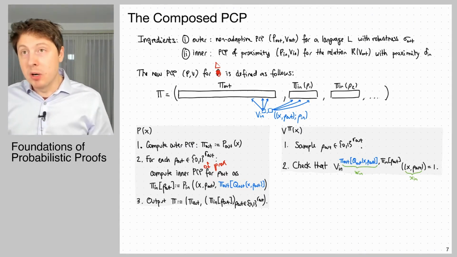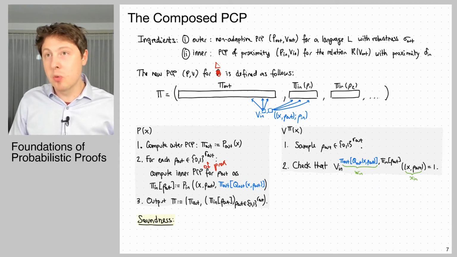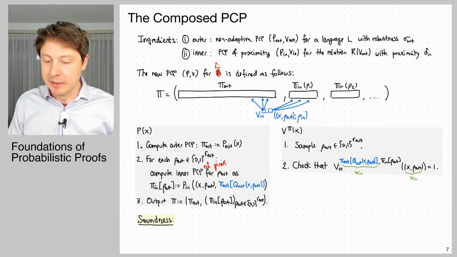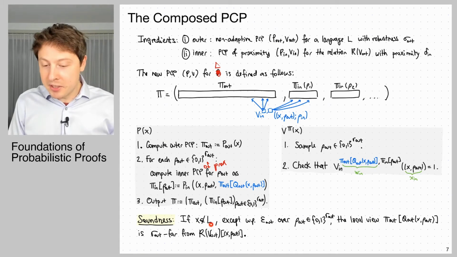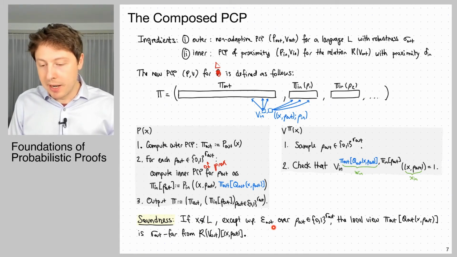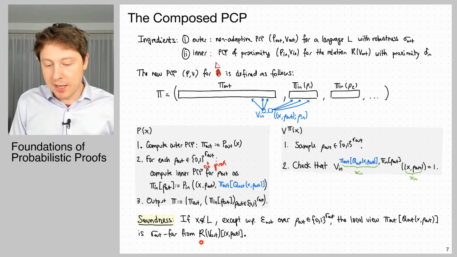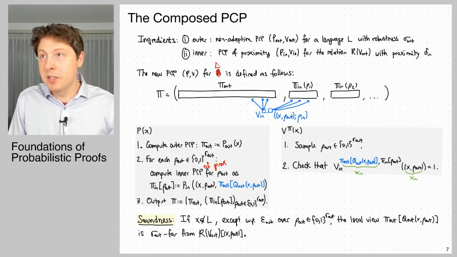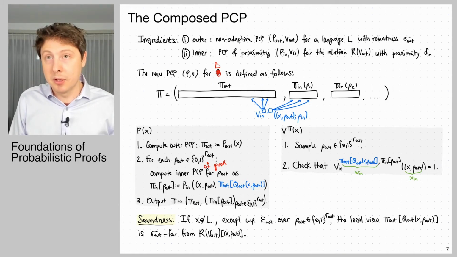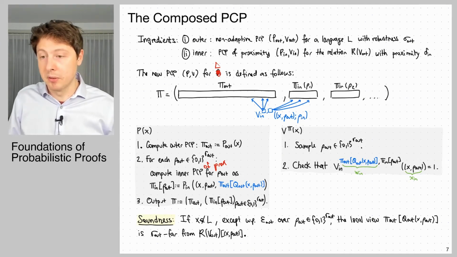And the analysis that this works is actually very straightforward. The definitions work in tandem extremely elegantly. The proof is like 3 lines. First line: if x is not in L, then with probability epsilon out over the choice of the outer randomness, the local view, sigma out, is going to be far from an accepting view. Why? Because of the robustness of the outer PCP. I'm just stating the definition of robustness. Okay?